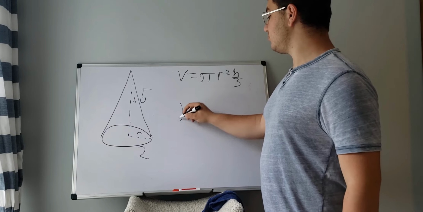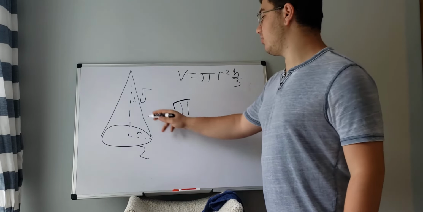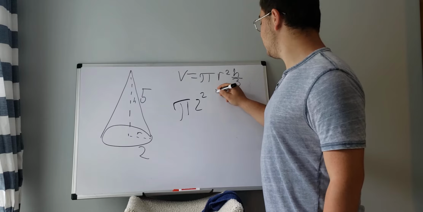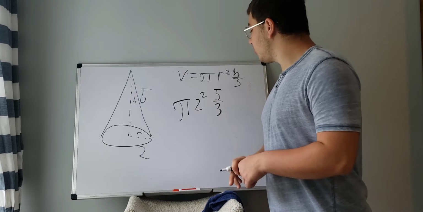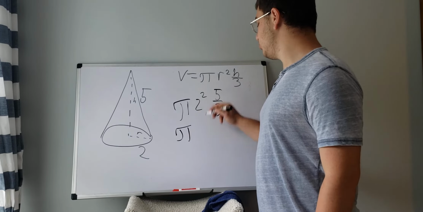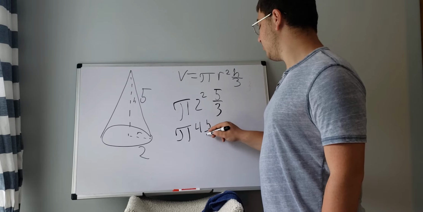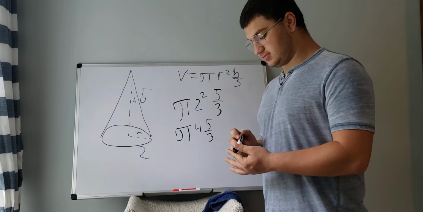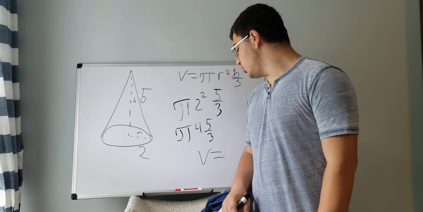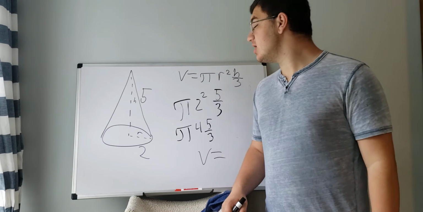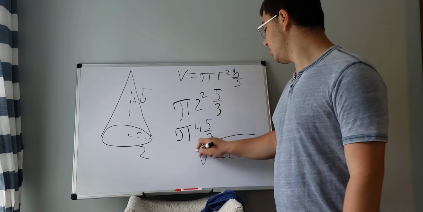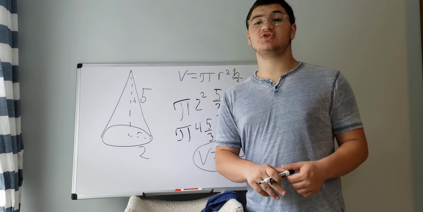So we have pi. Our radius is 2 squared, and our height 5 divided by 3. Now we're going to simplify this. 2 squared is 4, and then 5/3. Now you can use a calculator to calculate your answer. Okay guys, once you do it on the calculator, you should have gotten an answer of 20.9. Simplified, of course. 20.9, that is your answer. Let's move on to our final example.